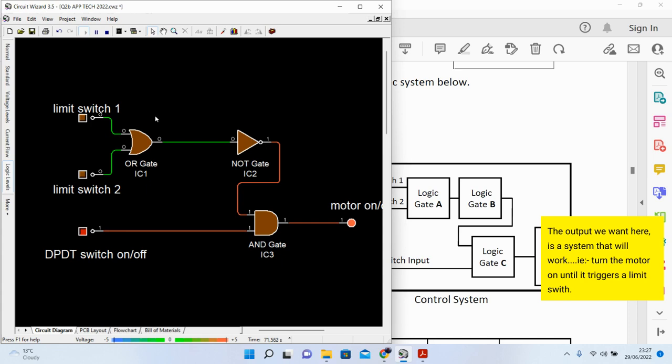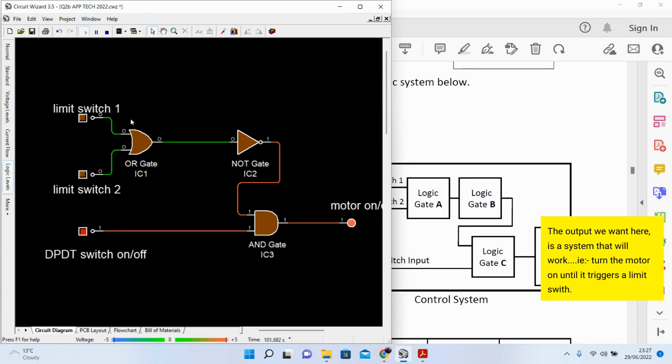Okay, so why did I choose the OR gate and the AND gate? Well, I chose the OR gate here because I want the motor or the carriage to stop when it makes contact with one or the other limit switch. So one or the other one, because not both. It can't contact both. So one or the other one. So I chose an OR gate here.